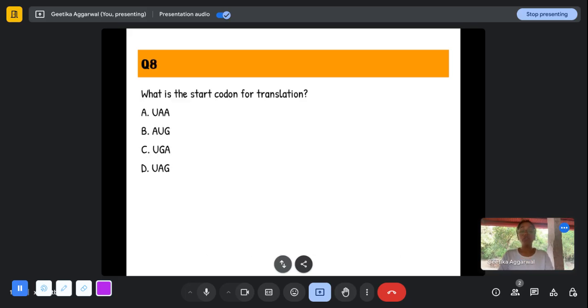Fine. Moving on to the next question. What is the start codon for translation? Is it UAA, AUG, UGA, or UAG? I'm starting the timer. So, the answer to this question is AUG. As we discussed, AUG codes for methionine and it's the start codon for translation.